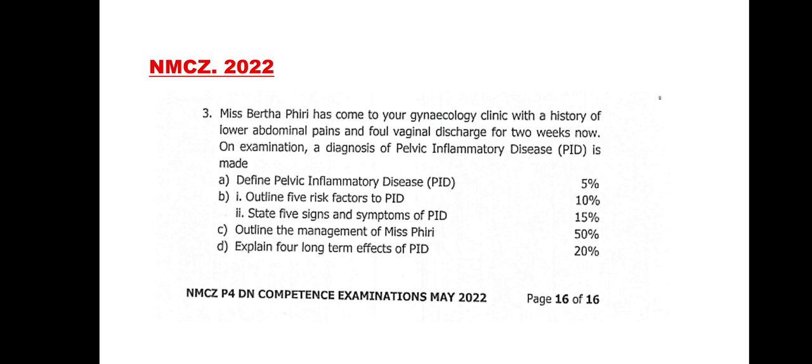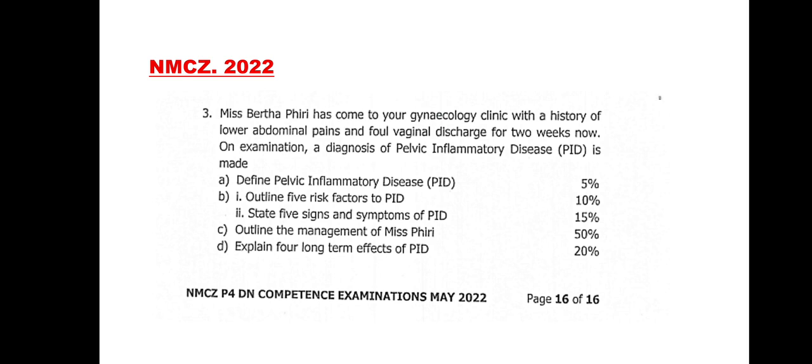Now we want to go to outline 5 risk factors to PID. When you look at this question, it's saying outline 5 risk factors to PID. So you are not just going to list them. You need to at least explain how these risk factors are going to cause PID. Most of the time, that's why you lose marks: where you're supposed to explain, you just list the answers. So you need to explain a little bit how these risk factors are going to bring about PID.